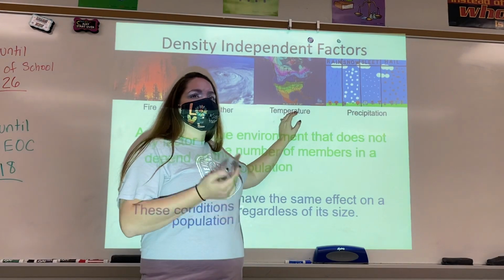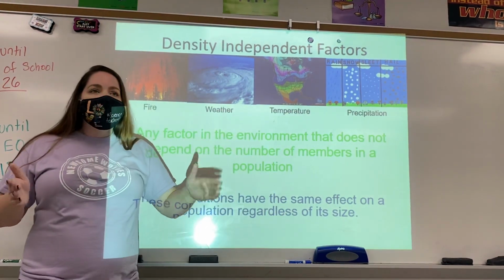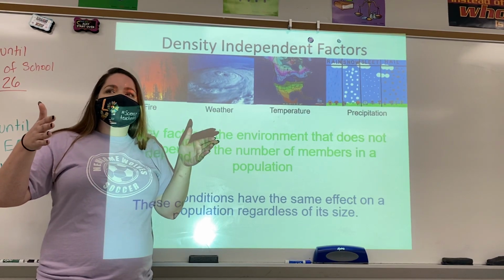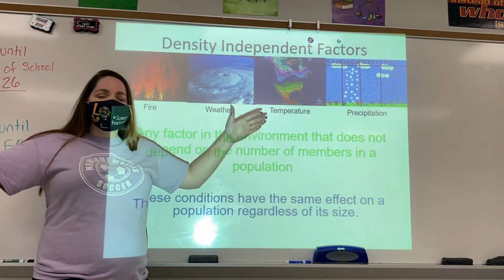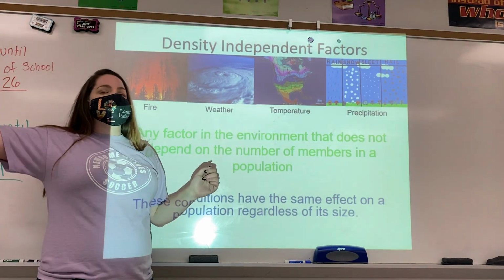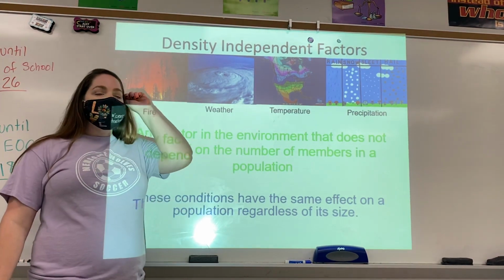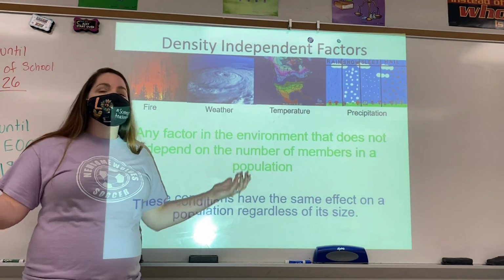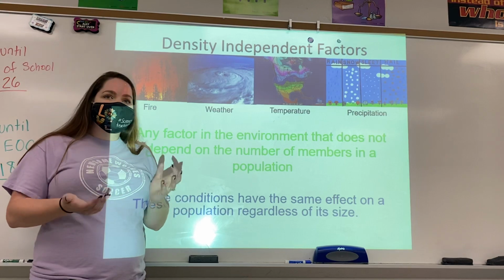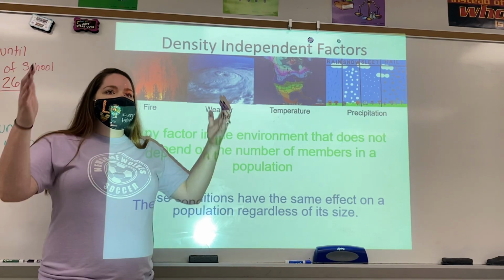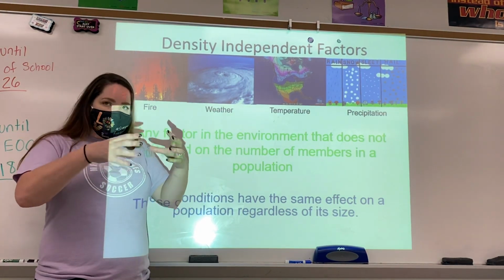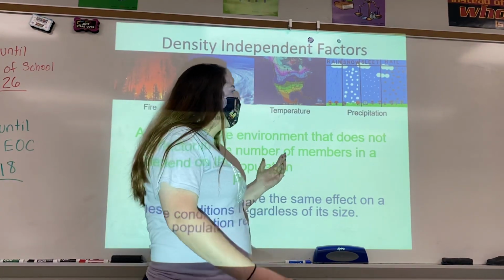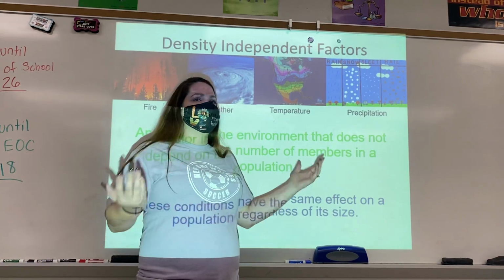Temperatures. Usually your environments are going to stick between a certain range of temperatures. But if that range goes outside of the normal range, so if you have either extremely high or extremely low temperatures, then those populations, those species, may not be able to survive. So that's going to affect your population growth. But again, that doesn't depend on how many individuals are in that population.